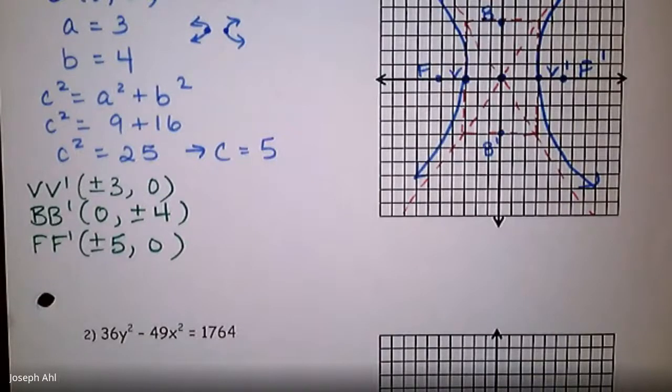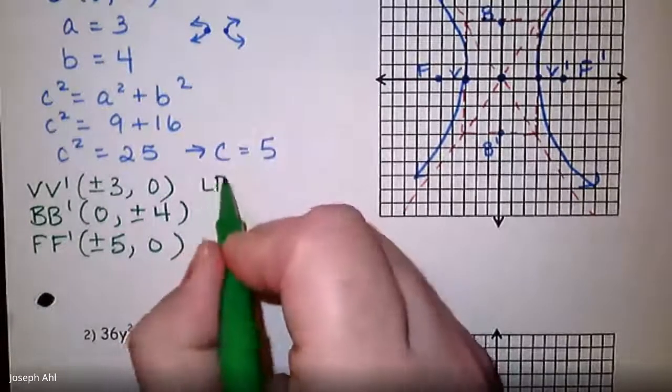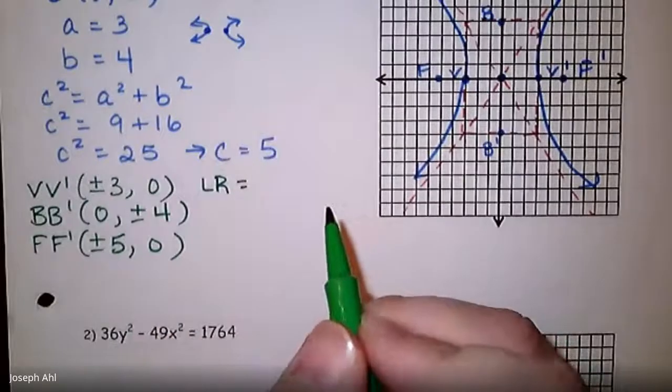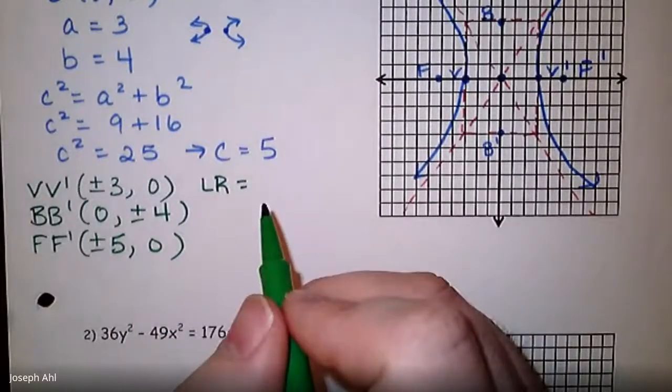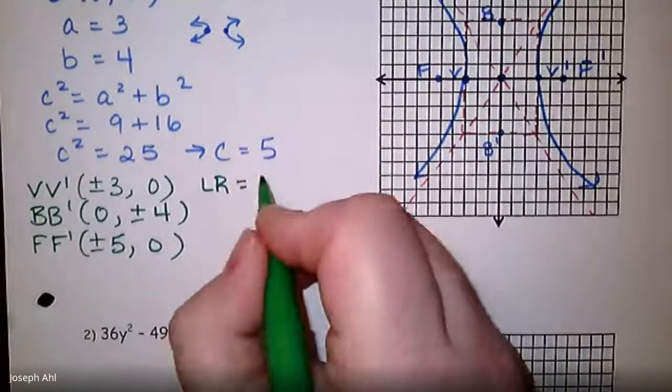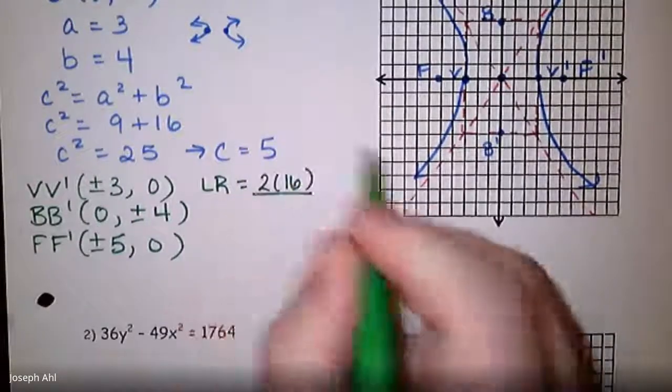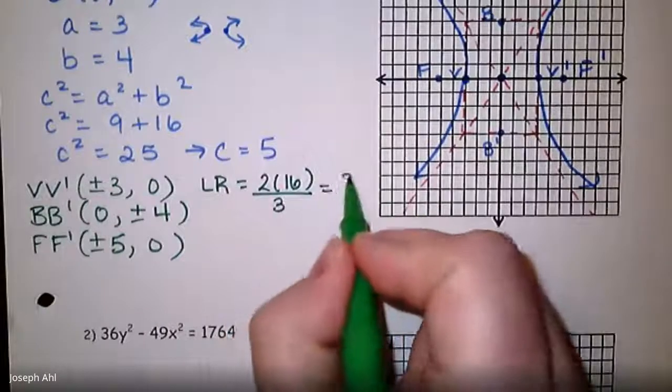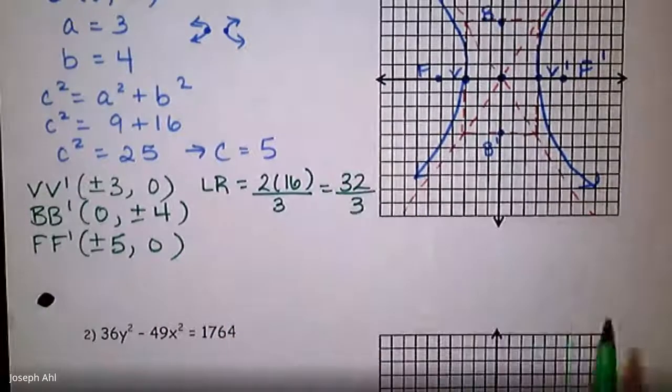Okay, then we need the length of the LR. Same thing as what it was before. I haven't even shown you the LR yet. I forgot to show you that on the front page, but I'll show you that in a second. The latus rectum would be 2b squared over a, so that's 2 times 16 over 3. So the LR has a length of 32/3.